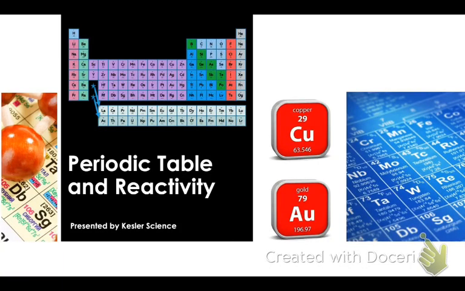Alright guys, this is the periodic table and reactivity notes. Also connected to these notes are the metals, metalloids, and non-metal notes as well. So you do have two sets of notes today, but these two sets of notes really go hand in hand. That is why I combined them into one PowerPoint. So let's get started.